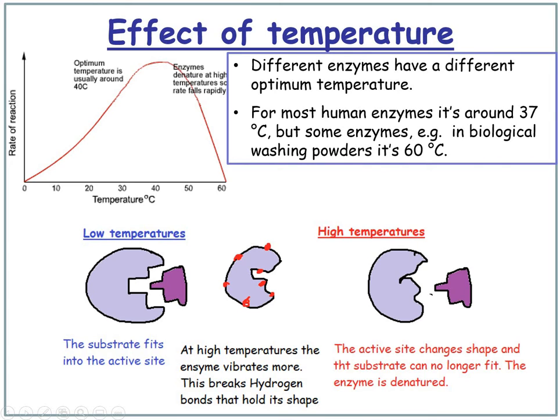Just to point out that different enzymes have different optimum pH and optimum temperatures. For most human enzymes, it's around 37 or 38 degrees C. But some enzymes, like those in biological washing powders, have an optimum of 60 degrees C.